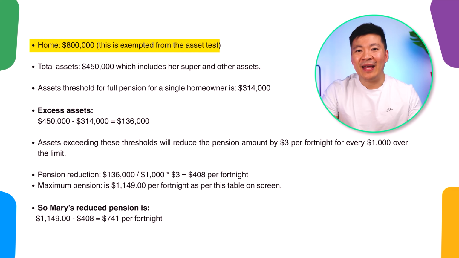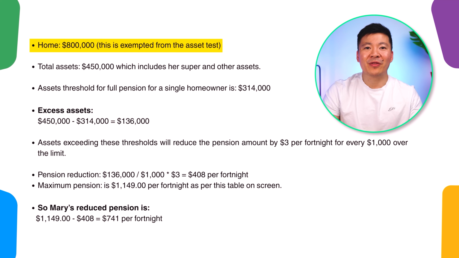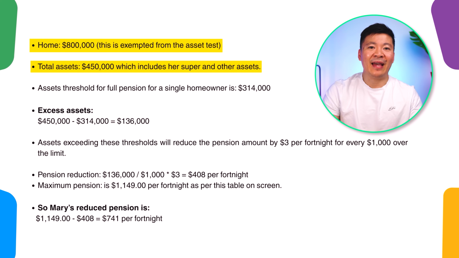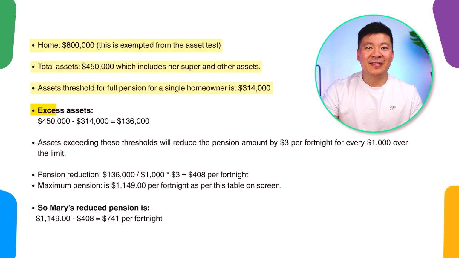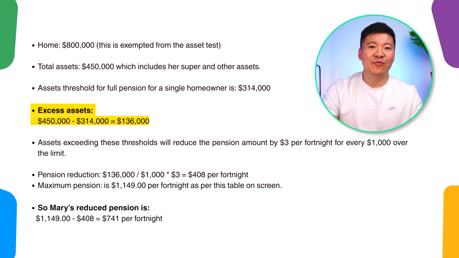This is how Centrelink will calculate her pension. Firstly, let's do the asset test. Her home of 800k is exempt from the asset test, so we'll ignore this. Her total assets is 450k, which includes her super and other assets. The assets threshold for full pension for a single homeowner is 314k. Excess assets equals 450k, take 314k, which equals 136k.